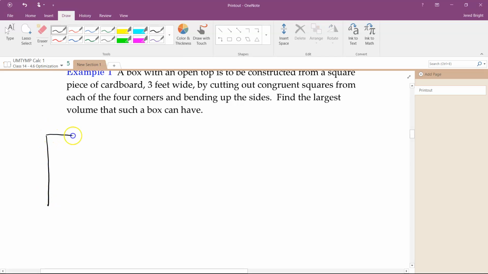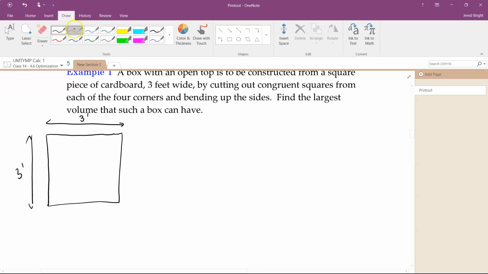So here is our piece of cardboard. It is a square, and we know the width here is 3 feet. And this is also 3 feet, hence it's a square. What we're going to do is cut out little squares from each of the corners. This enables us to fold along the lines that connect the vertices of those squares that we cut out. We don't know how big those squares are, but their sides are all x. And then we fold up along the dotted lines to make an open top box.